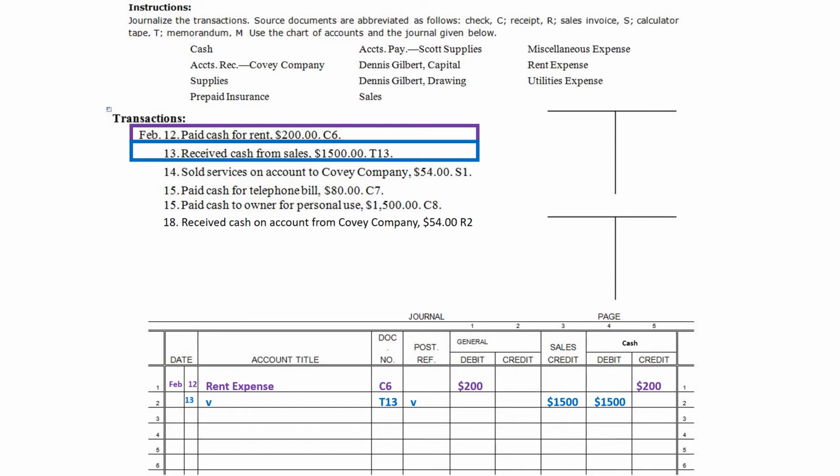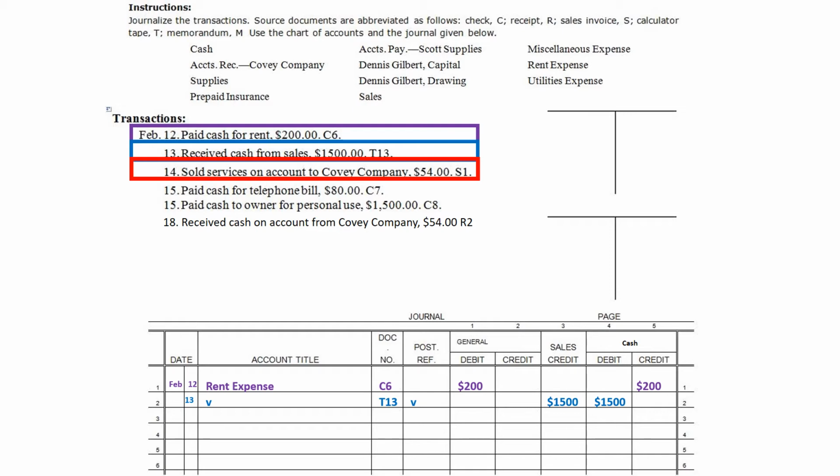All right, continuing on, next transaction: sold services on account to Covey Company. We've seen this transaction before. Underline the nouns, circle the verbs. You have services and on account, sold, and then we have on account. So sold is past tense for sales, so I know I'm going to be using sales. On account, here we go.